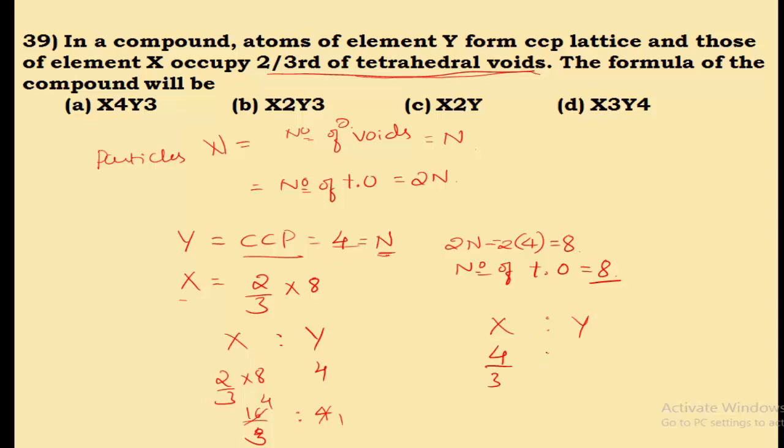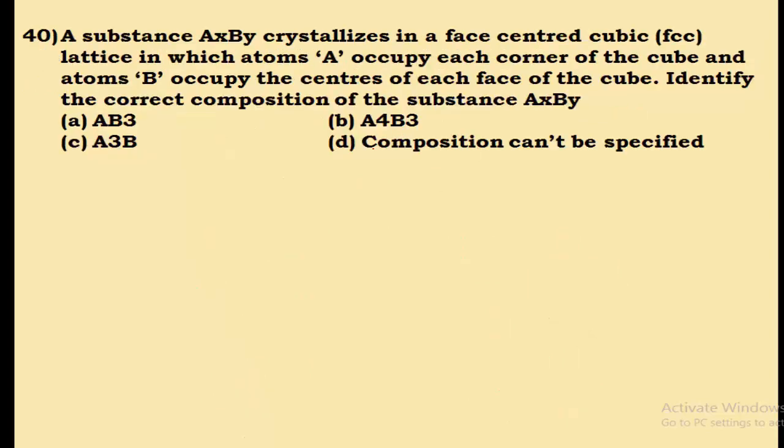4 divided by 3. Ratio 1. So what you will get? X 4, Y 3. So this is the molecular formula of the compound. Okay, this is how we can calculate or determine the molecular formula of the compound by using the voids formed in the crystal lattice. Okay, next, 40th.